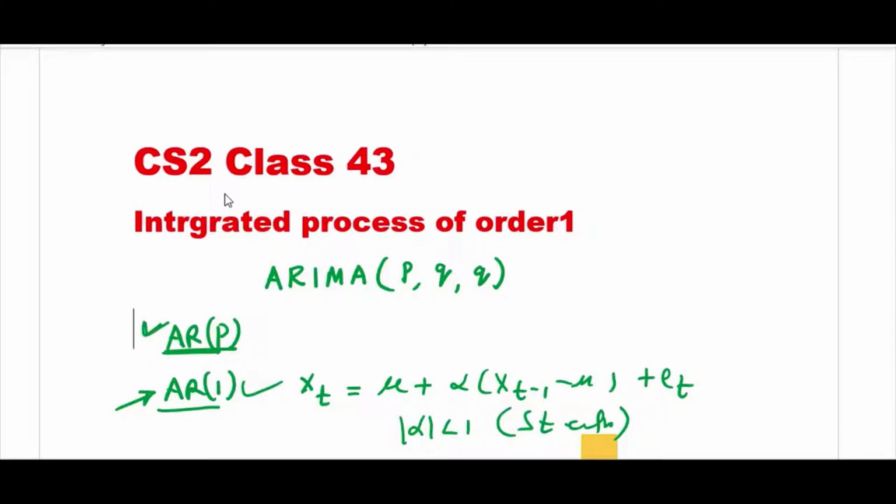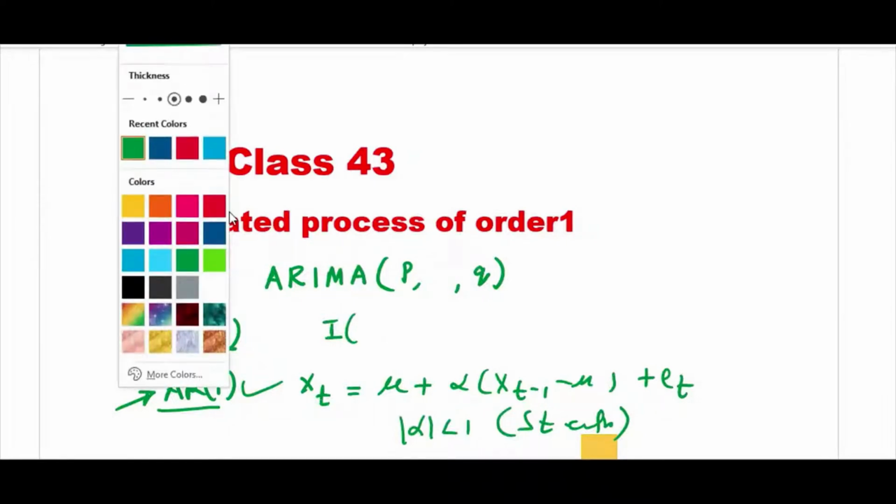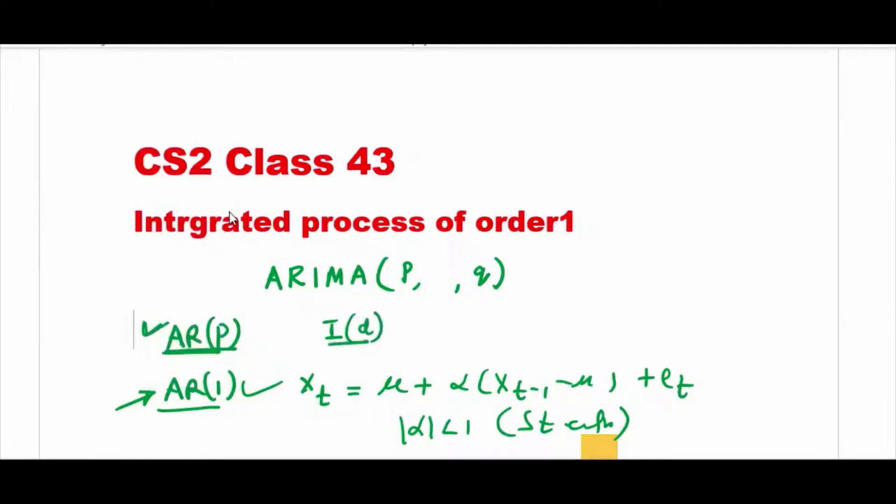Next time, we'll discuss the second one, that is integrated process of order D. And in this example today, AR1, I will consider this one with D equal to 1. I've written here integrated process of order 1. I will consider one example which is integrated and will apply some operation like differencing. After differencing, we'll get AR1, then we'll apply the AR1 model to forecast.